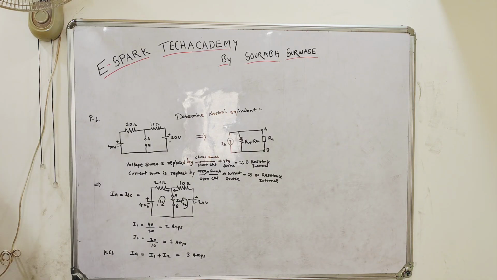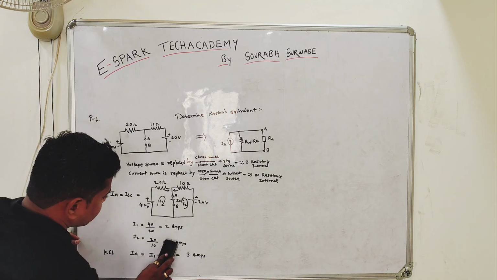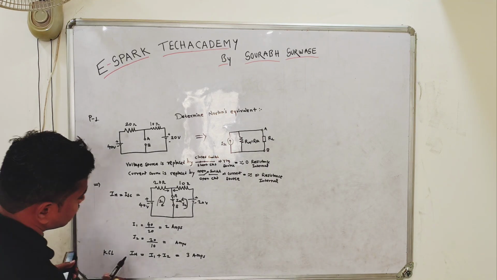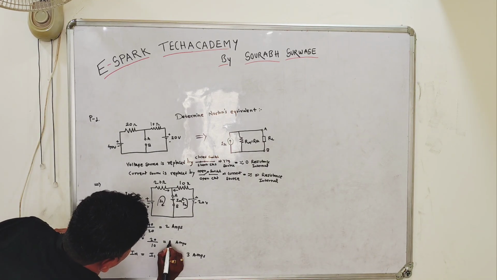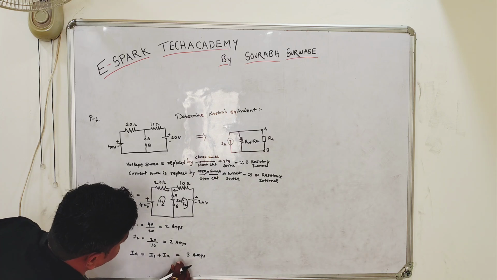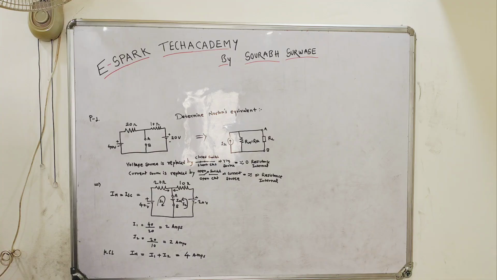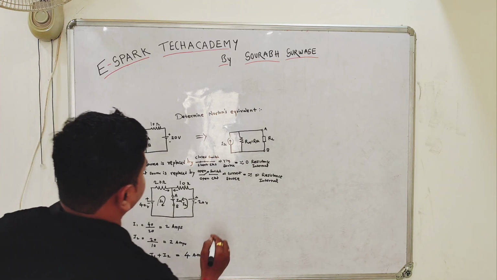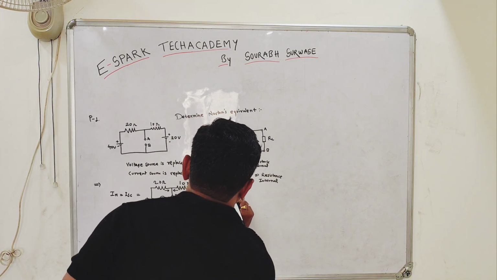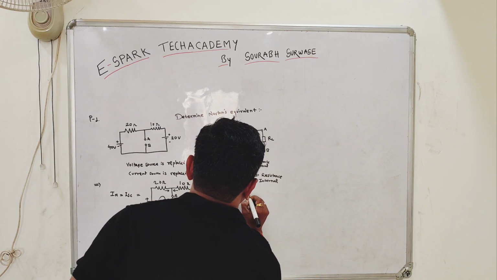Sorry, one minute. Here is the mistake. This 2 is 4 amperes. You can see 4 amperes. It was a silly mistake. It is 4 amperes. Now what we will do is, we have just now calculated our Rn, which was 6.66 ohm.